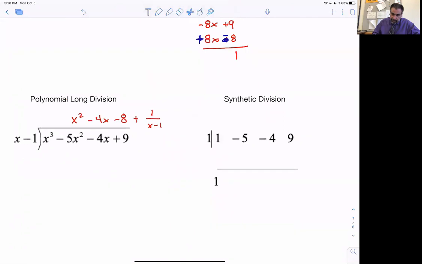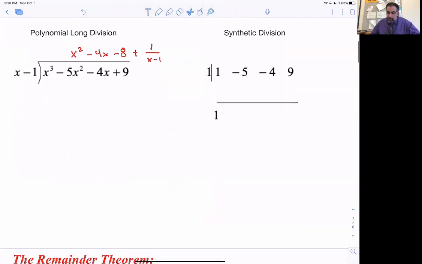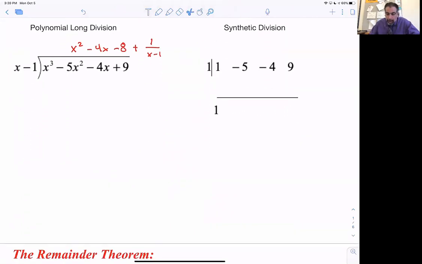And that's what we got for this answer. Now I'm going to remind you of your synthetic division. You may or may not remember this. Basically, all you do is set up the coefficients. So there's my 1, there's my -5, there's my -4, and there's my 9.